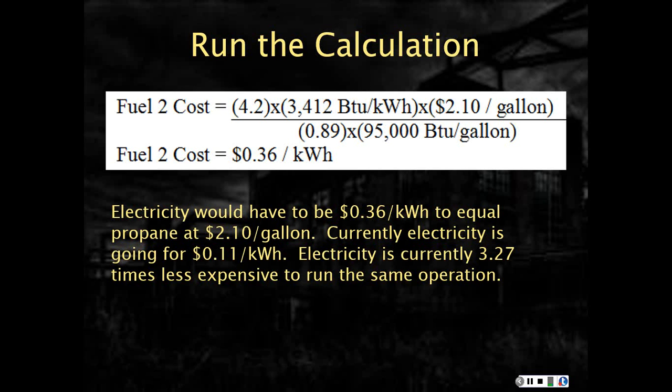If I run the calculation, put it in the formula that we had already, electricity to be equal with propane would have to be 36 cents per kWh. Now right now I can buy electricity for 11 cents per kWh. So electricity is currently 3.27 times less expensive to run the same operation. So depending on the cost of install, whether the customer is going to be happy with a ground source heat pump, whatever, looking at it from a purely utility standpoint, this is a no-brainer, going to the ground source heat pump.